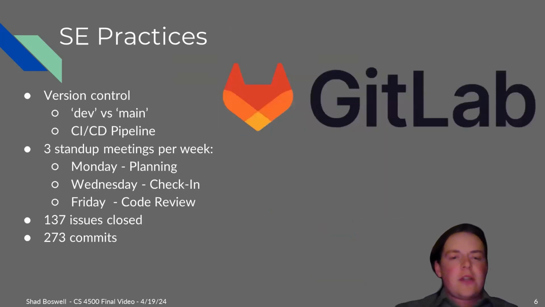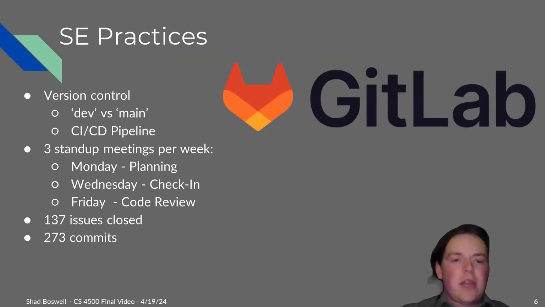As far as our software engineering practices go, again, we use GitLab for our version control. In order to help with version control and make sure that we always had a working version of Securaflow in the main branch, we created a dev branch, which we would then create our feature branches off of.